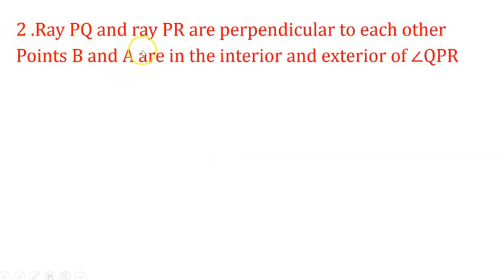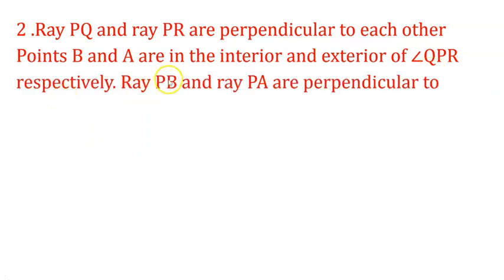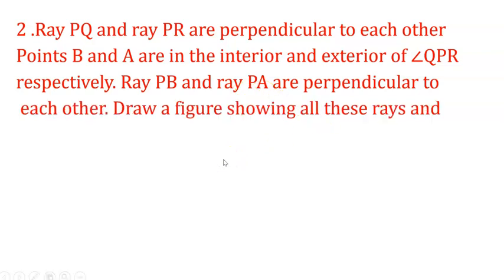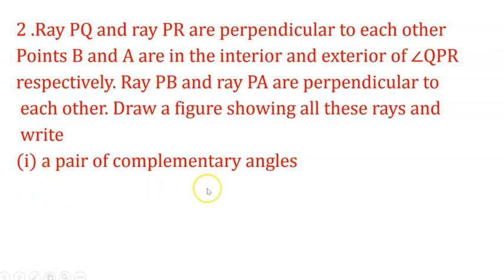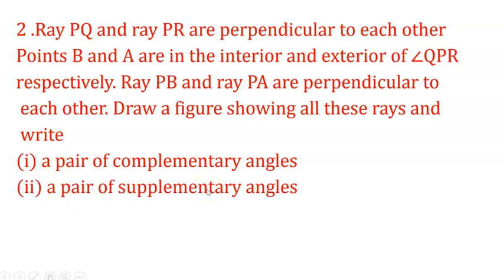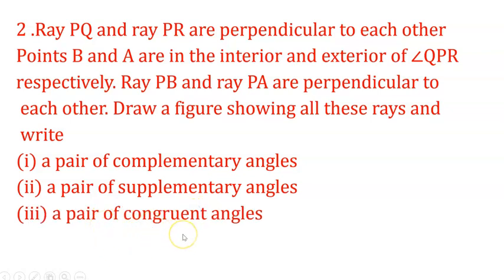ray PQ and ray PR are perpendicular to each other. Points B and A are in the interior and exterior of angle QPR respectively. Ray PB and ray PA are perpendicular to each other. Draw a figure showing all these rays and write: first, a pair of complementary angles; second, a pair of supplementary angles; third, a pair of congruent angles.